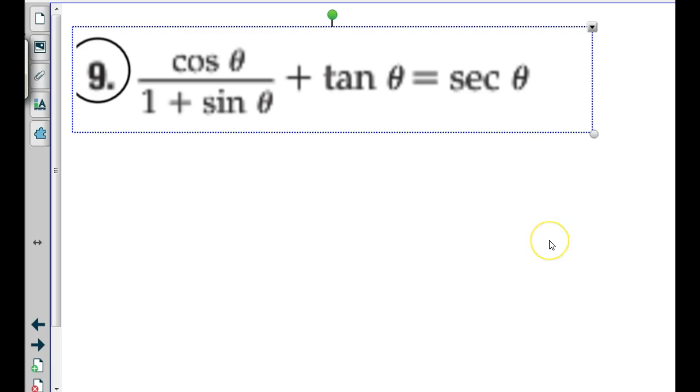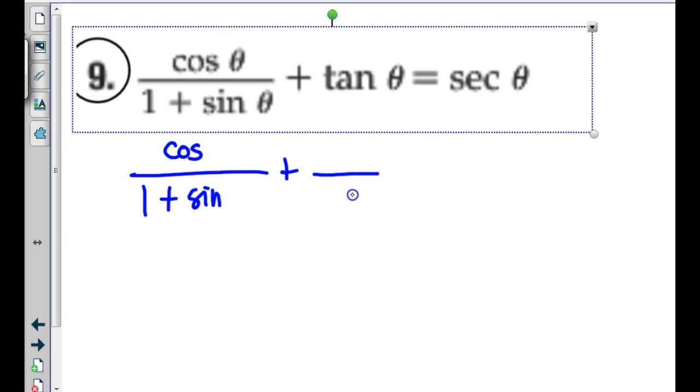Okay, what can we start with here? You want to work on left side or right side? I have no idea how to make secant into this mess, right? So I think we should work with the left side. This one is already in terms of sines and cosines. What is tangent? Okay, can I cancel these cosines? It's addition, not multiplication. Yep, in the middle here.